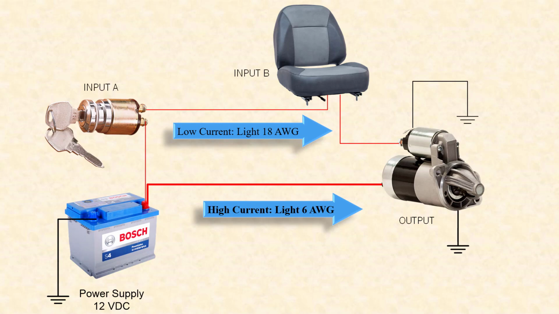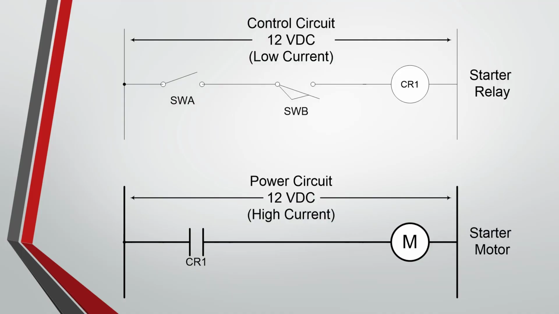What that would look like in a schematic would be this. I've got my 12 volt control circuit. There's my key switch, and there is my seat switch. But instead of operating the motor directly, as in our original example, I'm picking up the relay. And that relay causes these contacts to close. This is my high current circuit, and that supplies the power to the starter motor.